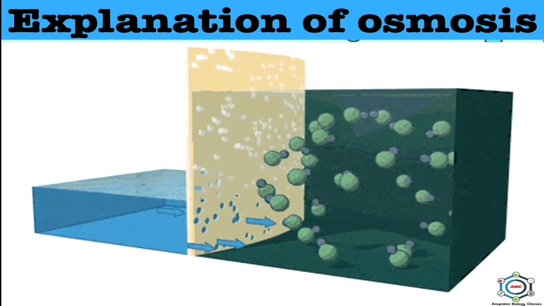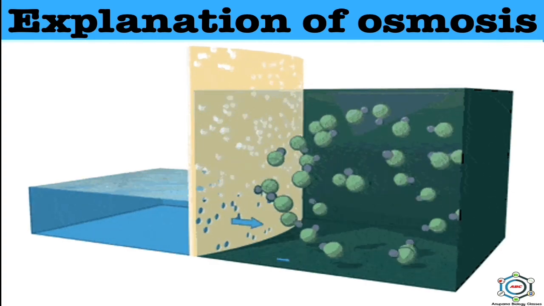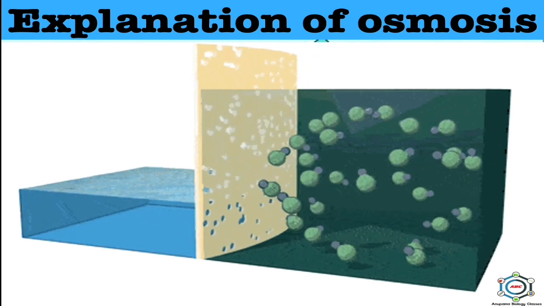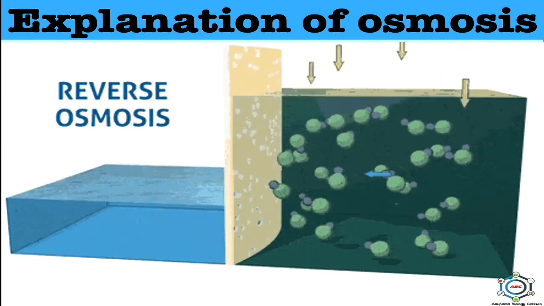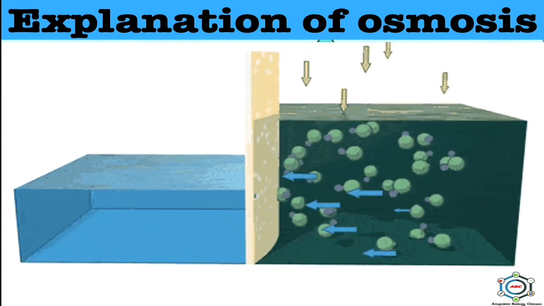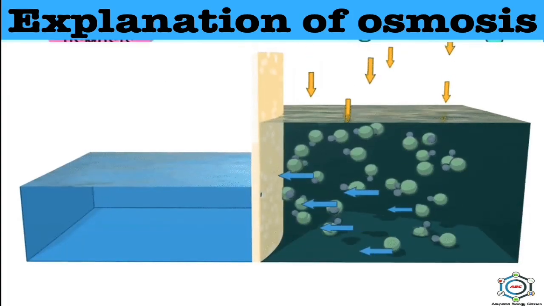The water molecules enter into the cell sap as a result of the simple process of osmosis. This is known as endosmosis, and if the direction of movement is reverse, that is from the cell sap to the outside, it is known as exosmosis.